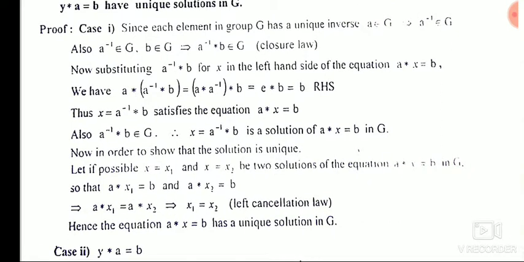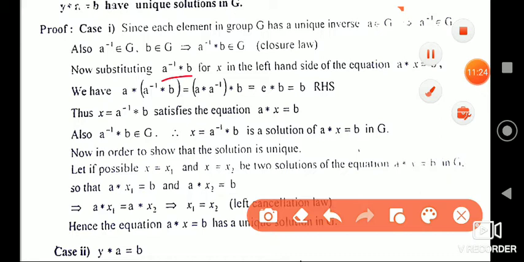Now substituting A inverse B for X in the left hand side. We are substituting the value of X as A inverse star B in this equation, in the left hand side of the equation. Instead of X we are substituting A inverse B.